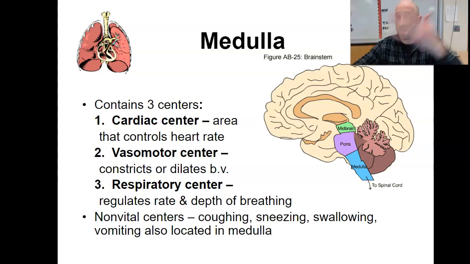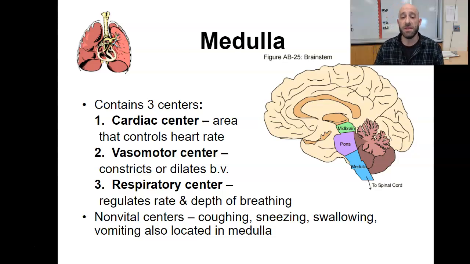Now you can hold your breath. You can override that with your motor cortex. But if you don't think about it, you're going to go back to your regular breathing. And if you were to increase your activity level, this would be the part of your brain which triggers both your heart rate and your breathing rate to go up, so you have enough oxygen to get to your cells so they can function.